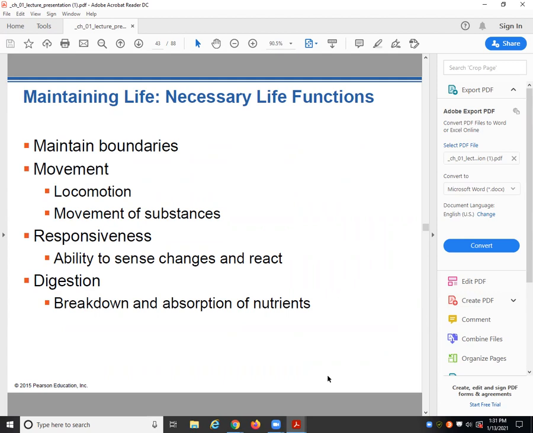You have to be able to move substances around. You have to be responsive. You've got to be able to sense changes and react to them. You have to be able to digest, to break down and absorb nutrients. And so for the sake of time, if you're writing, just write maintain boundaries, movement, responsiveness, and digestion. I don't have to keep moving.